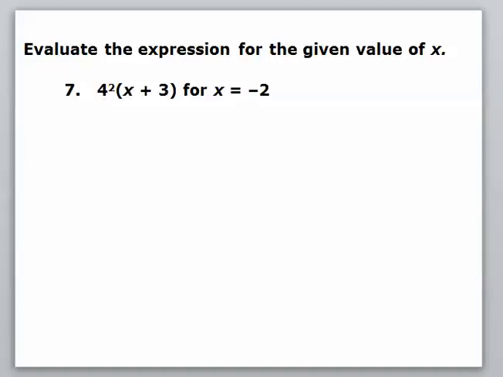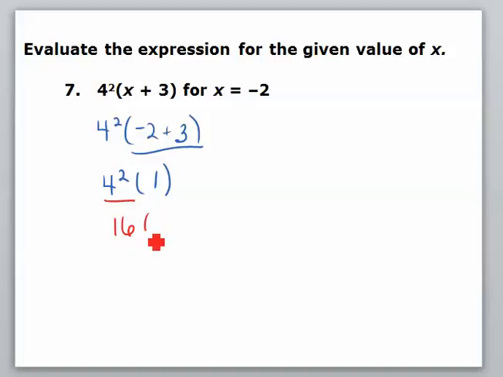The next problem, we're going to copy everything straight down. 4 squared, put in negative 2, negative 2 plus 3. Well, I have a set of parentheses, so I need to do that first. Negative 2 plus 3. I owe somebody $2. I have 3, so I have 1 left over after I pay. The next part is powers or exponents. Well, 4 times 4 is 16, and then 16 times 1 just happens to be 16.